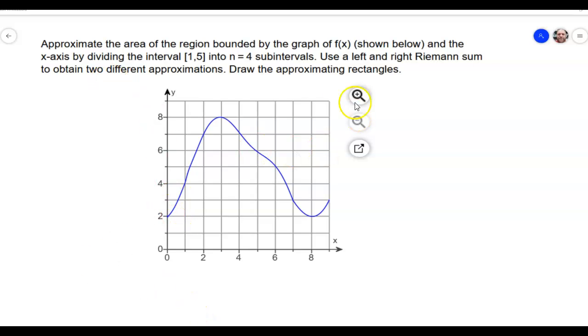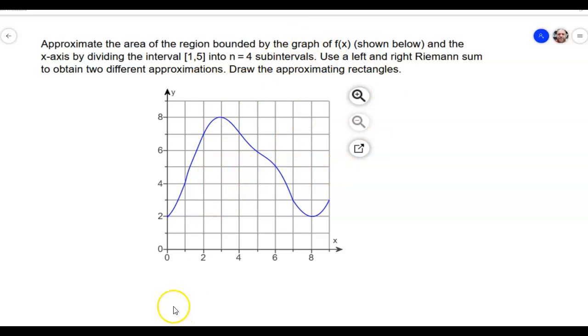Everybody, this is Mr. Beckstrom, and I had a question about an exercise from section 5.1 in the homework. This is number 3. It says approximate the area of the region bounded by the graph of f of x shown below and the x-axis by dividing the interval 1 to 5 into n equals 4 subintervals. Use a left and right Riemann sum to obtain two different approximations. So draw the approximating rectangle.